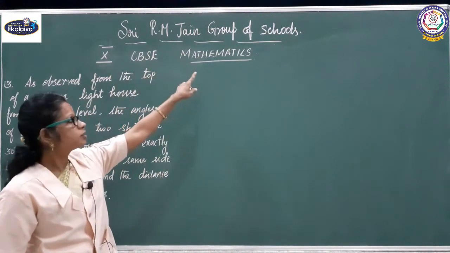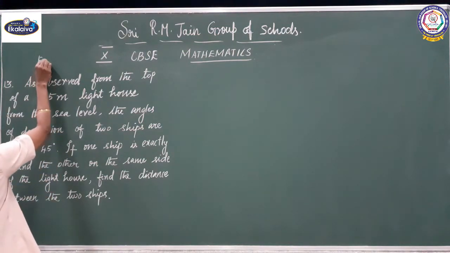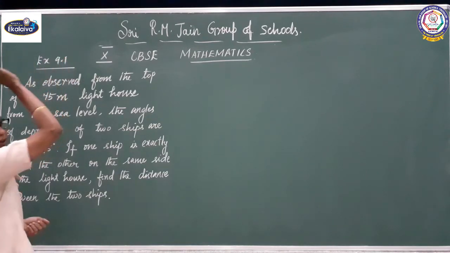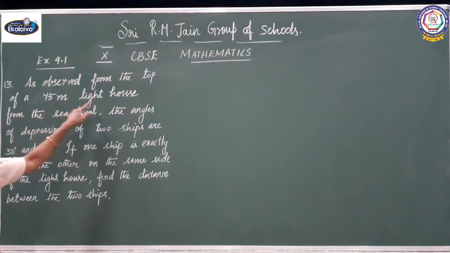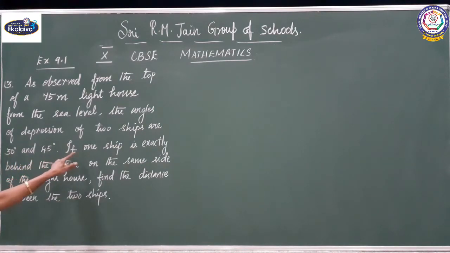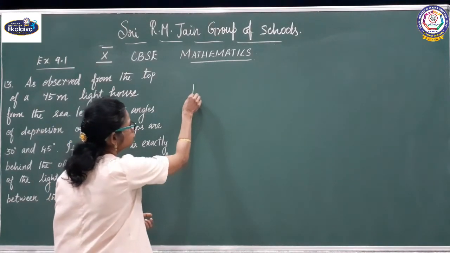10th CBSE subject mathematics, exercise 9.1, question number 13. As observed from the top of a 75-meter lighthouse from the sea level, the angles of depression of two ships are 30 degree and 45 degree. If one ship is exactly behind the other on the same side of the lighthouse, find the distance between the two ships. Right? See, first the lighthouse.